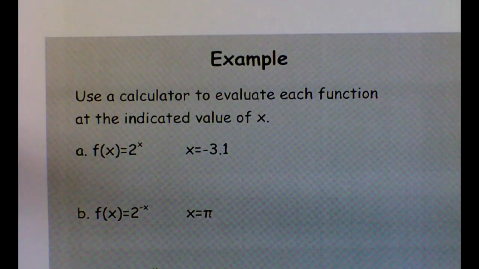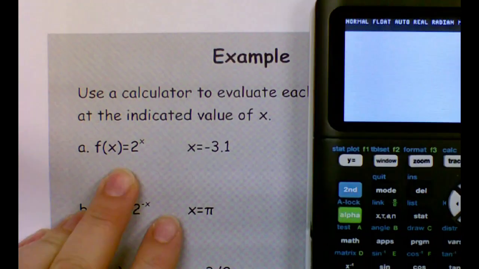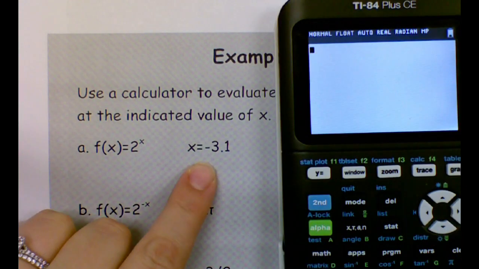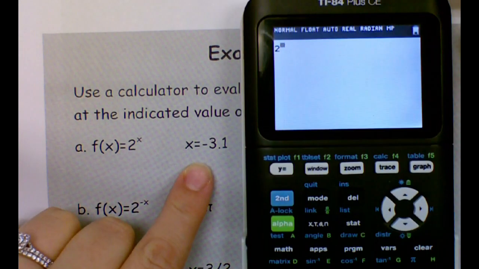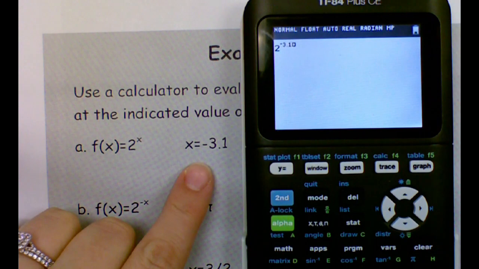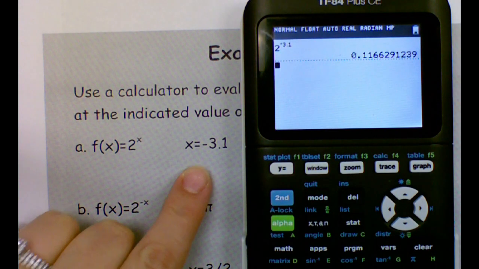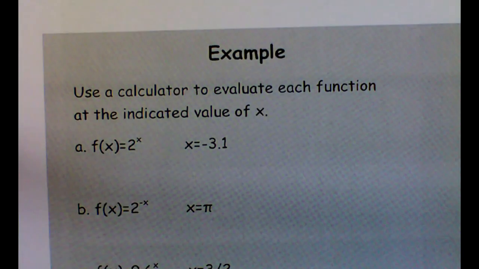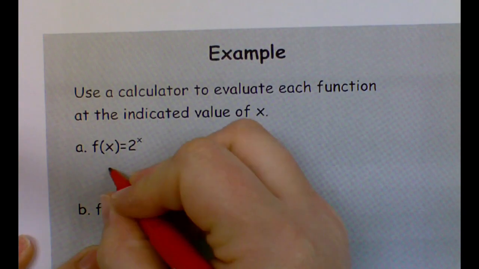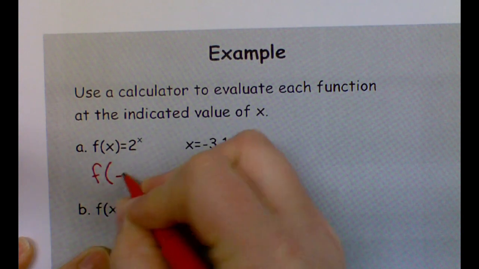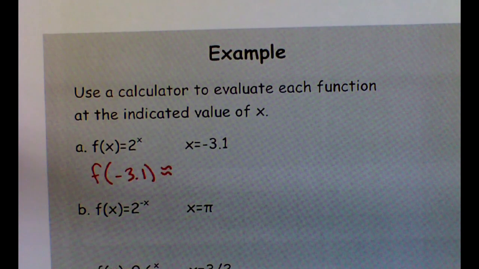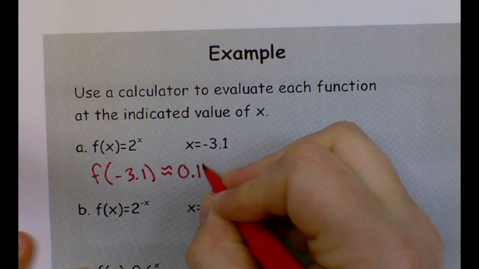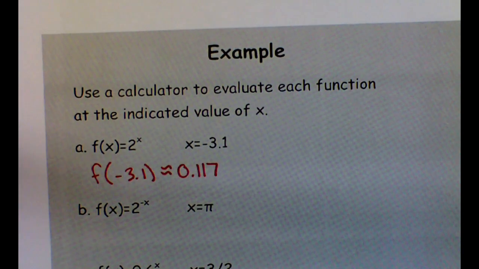So using a calculator, we're going to evaluate each of these functions at the given value. So 2 to the x power, and x is negative 3.1. We go 2, and then we press the caret key here. Notice that that takes you up into an exponent. Type in negative 3.1, press enter. I get 0.116629, and so on. So we are going to say that f of negative 3.1 is approximately, right, squiggly equal sign means about, 0.117. We want to go at least 3 decimal places.